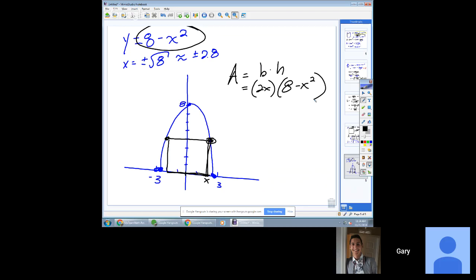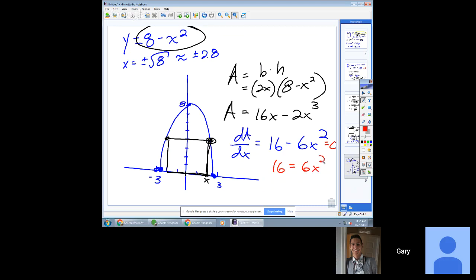So I'd like to multiply those together. So my area function in terms of x is going to be 16x minus 2x cubed. And we're ready to take the derivative. Switch colors. So the derivative of A with respect to x is going to be 16 minus 6x squared. And we need to set that equal to 0 and solve. So then I'm going to get 16 equals 6x squared. Divide by 6.